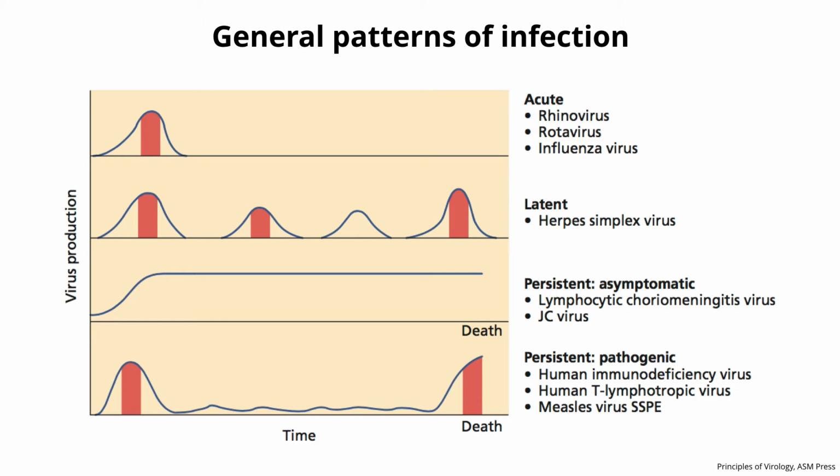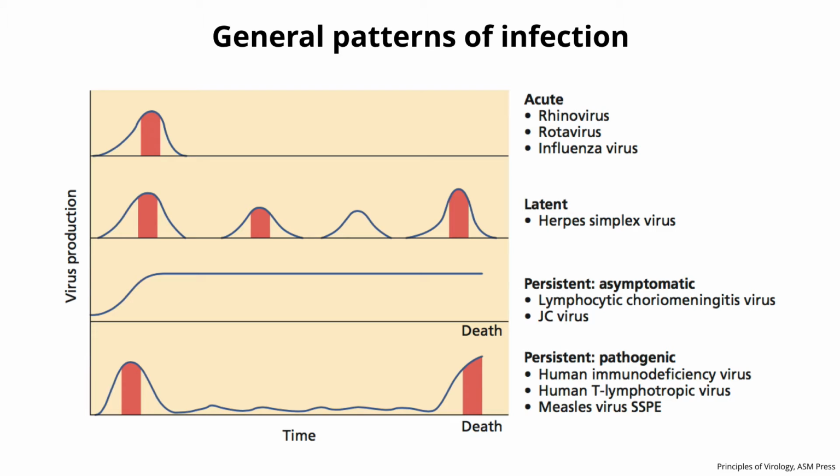So here is a set of graphs that illustrate the differences between these two different kinds of infections. Again, we're talking about infections of a host with viruses, and what's the outcome? One outcome is an acute infection, which is shown on the top graph. In this graph, we're looking at time on the x-axis, and the y-axis is virus production. So virus production is the blue line. And then the red areas are disease.